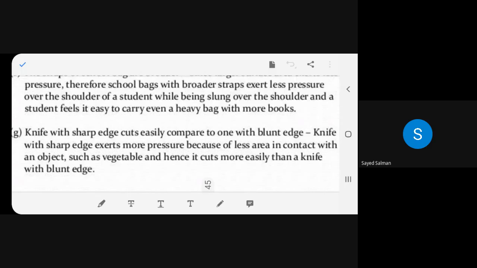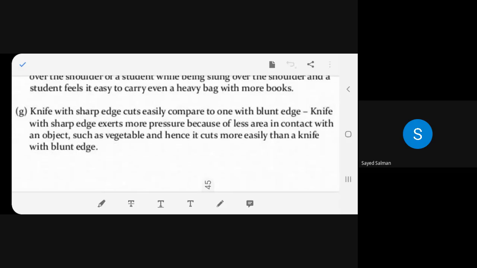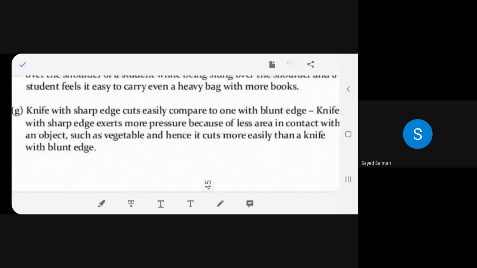The last example. Let's see. We have all studied all this. We're just winding it up with a summary of how area and pressure are interrelated. Yes, please start.